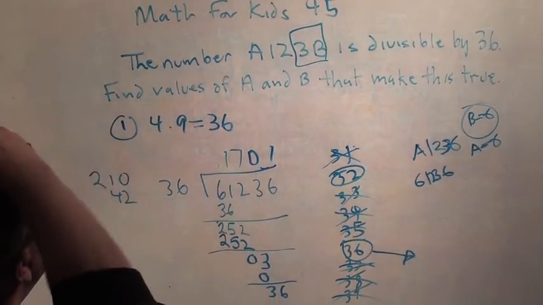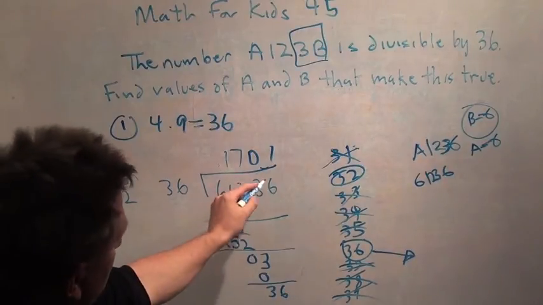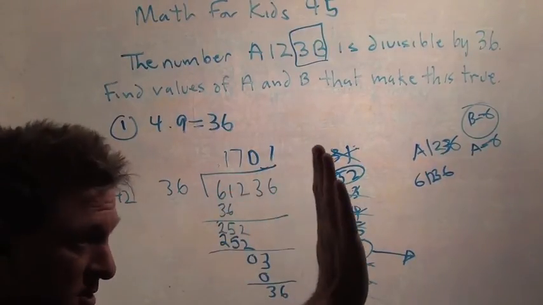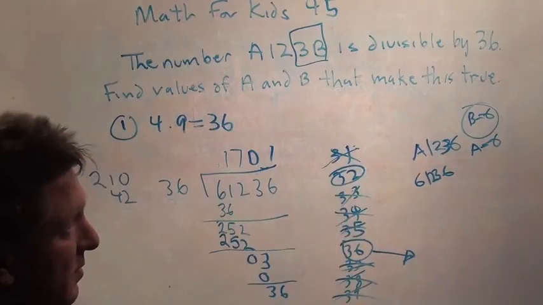So 61,236 we found. That was a really good job. You really know your divisibility rules, don't you?